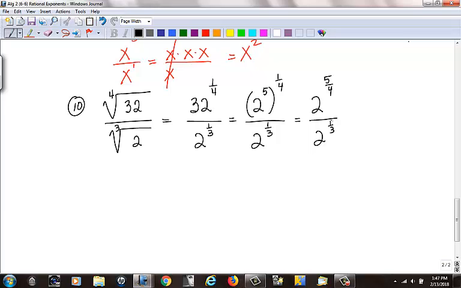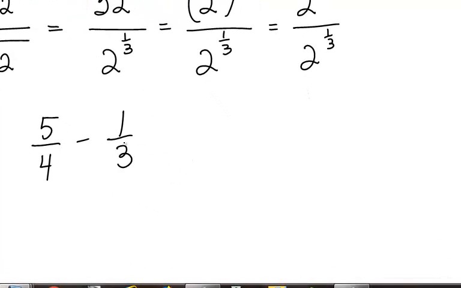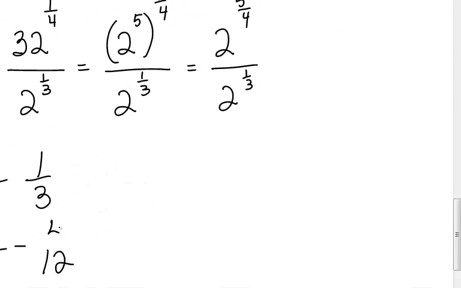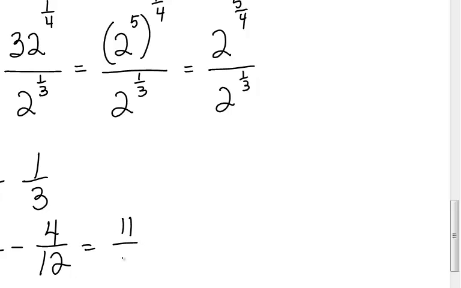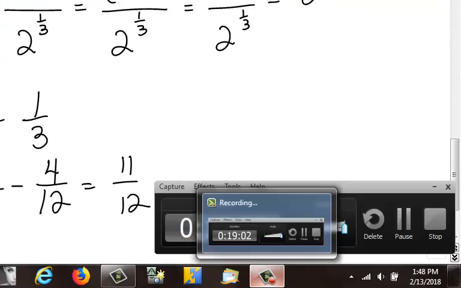When you divide monomials and the bases are the same, subtract them. Common denominator, 12. Multiply this by 3, multiply this by 3. Multiply this by 4, multiply this by 4. 11/12. So 2 to the 11/12 power. So yes, you may be working with some fractions. Okay, stop there.